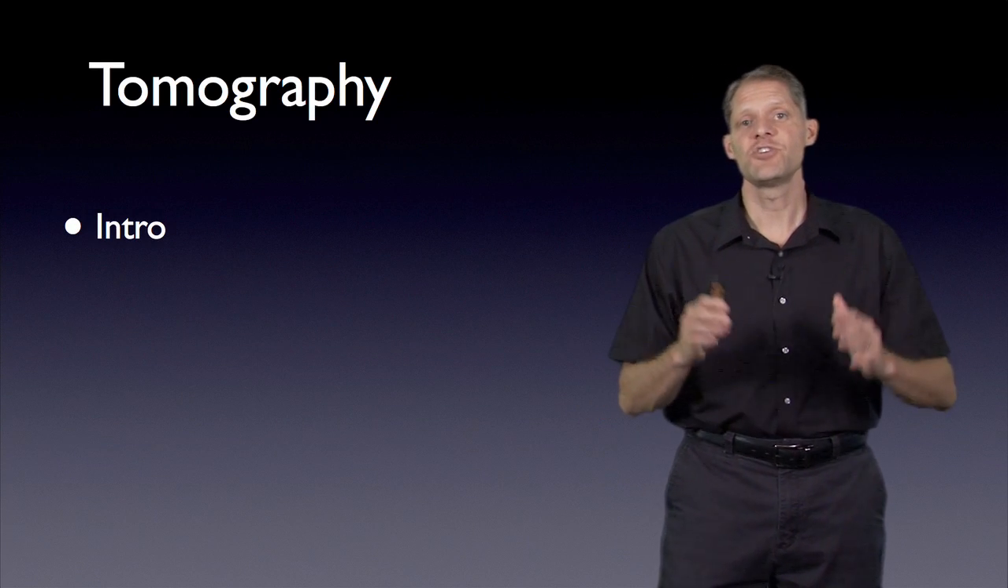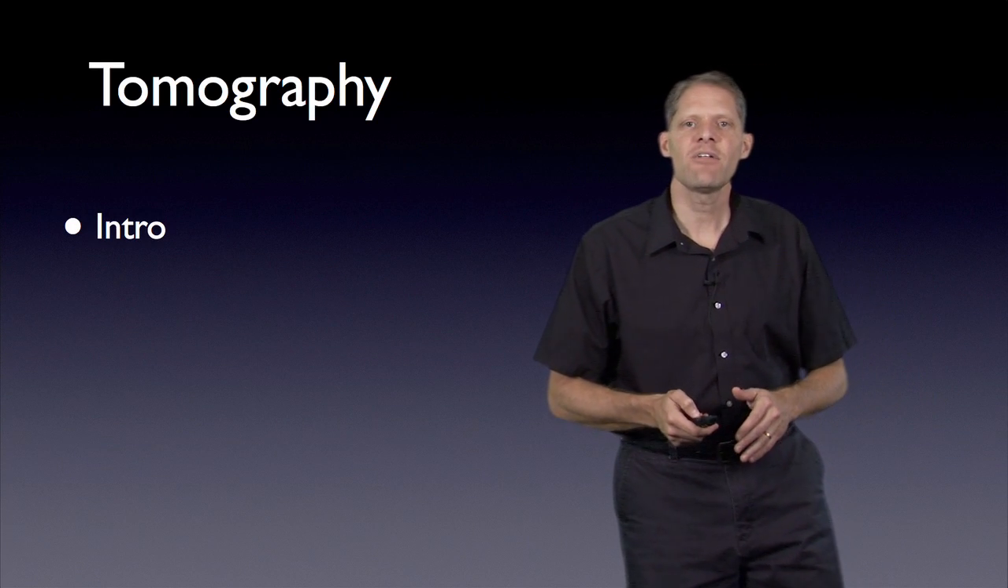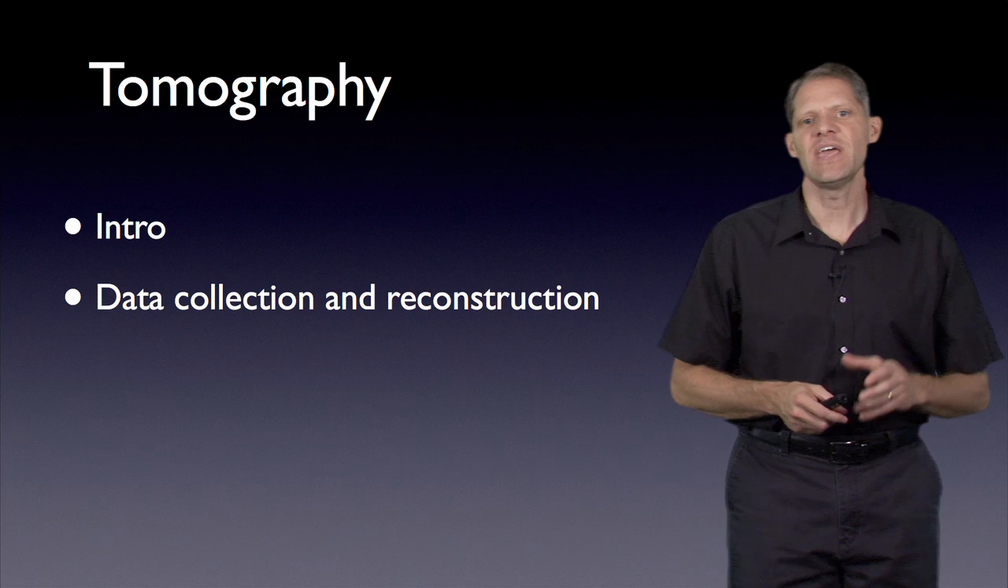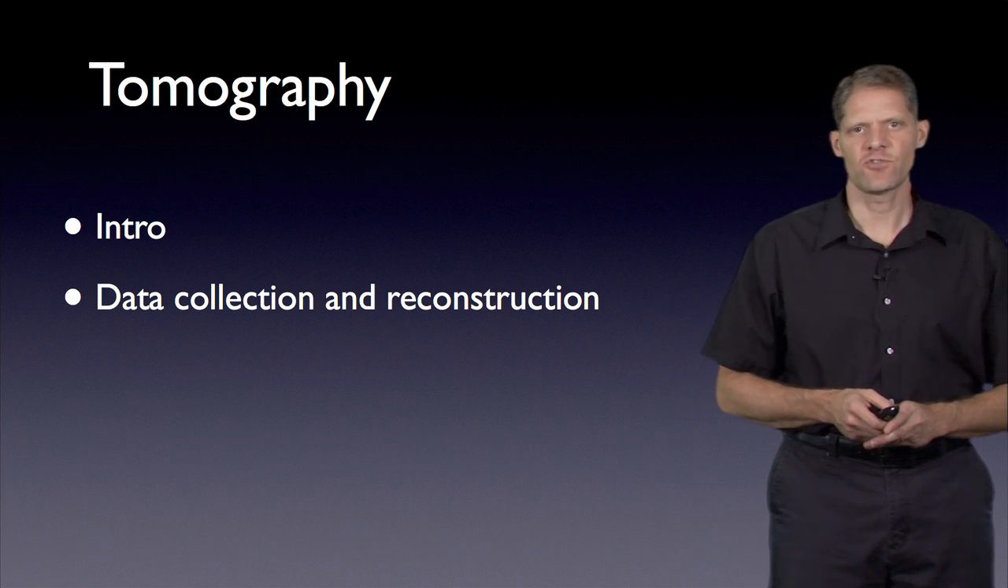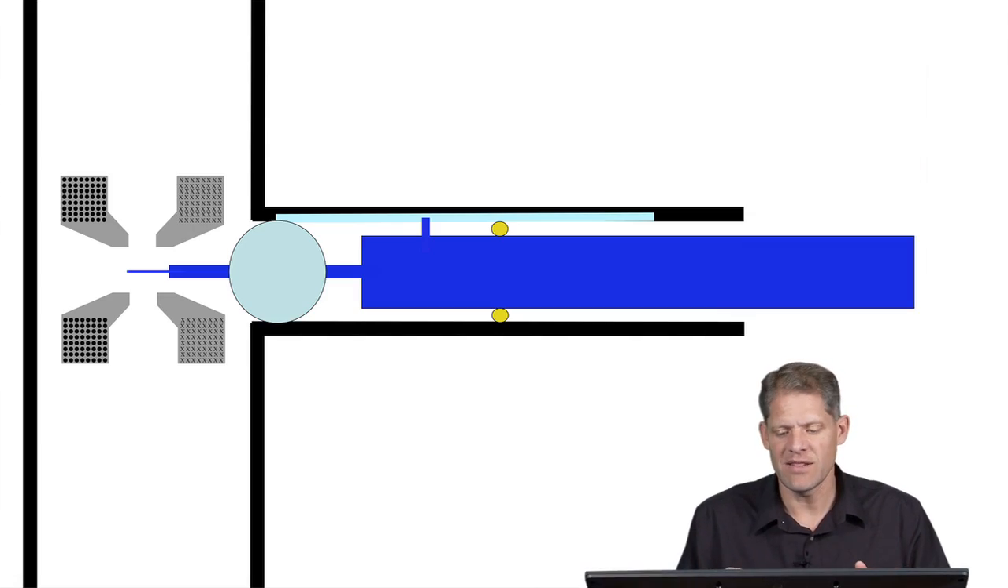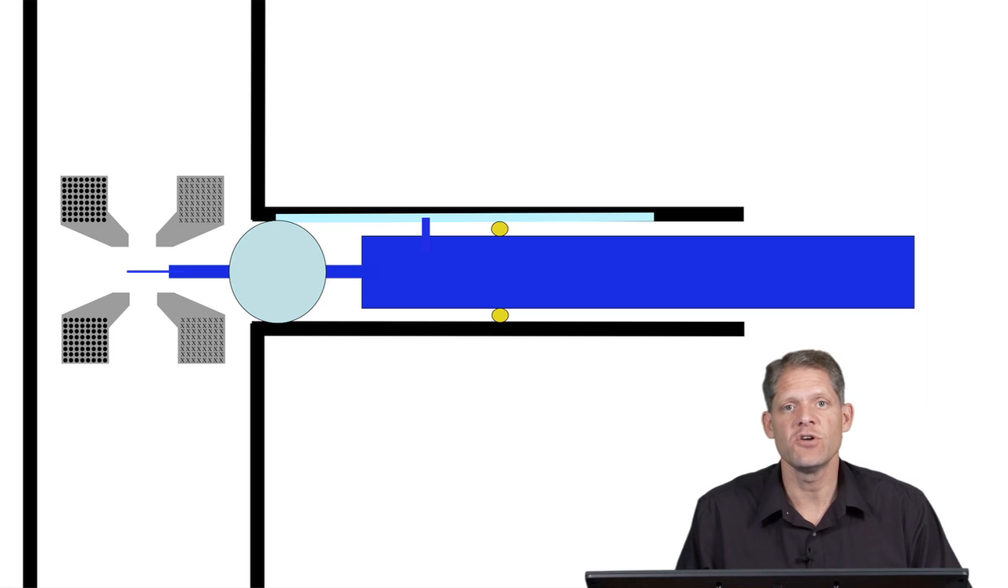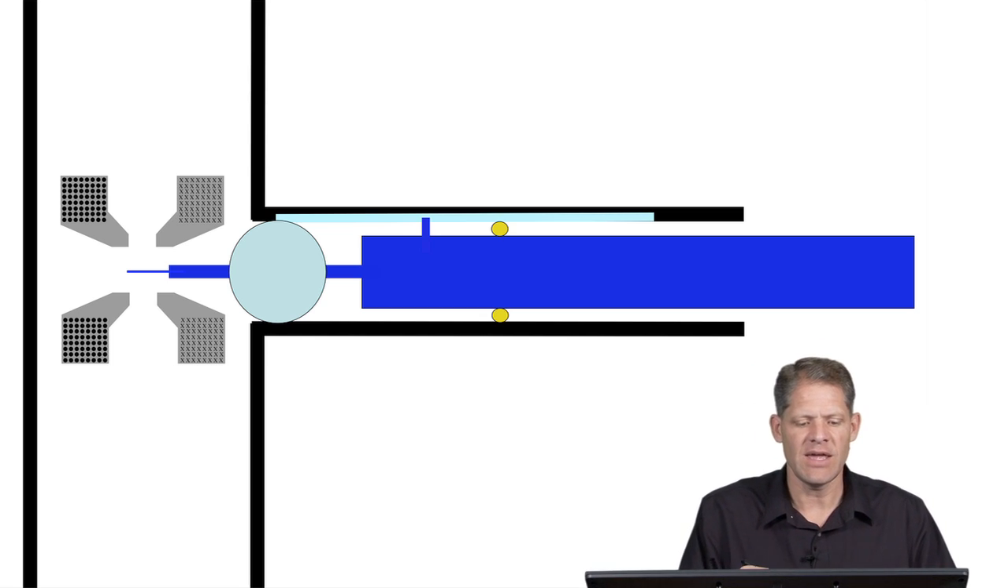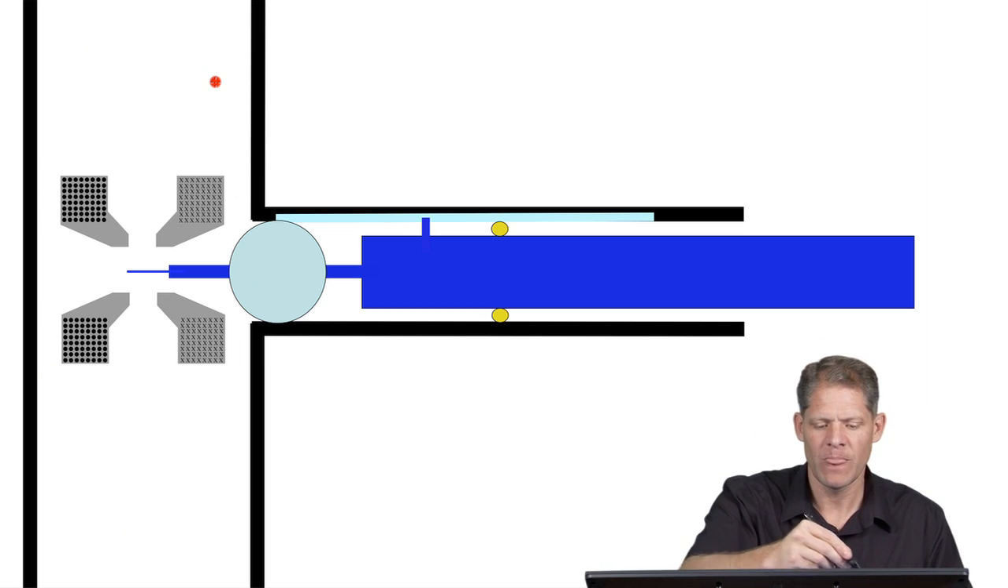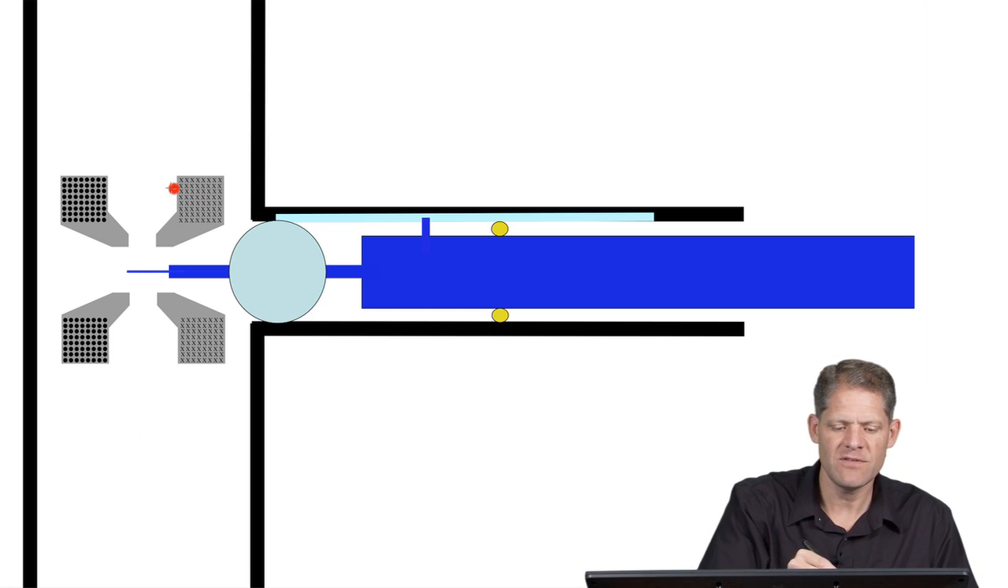Now with that general introduction to tomography, let's turn our attention to data collection and reconstruction. Let's start by looking at this diagram again, which shows the specimen holder in the column of the microscope. So this is the microscope column, and these are the coils of the objective lens, and this is the sample.